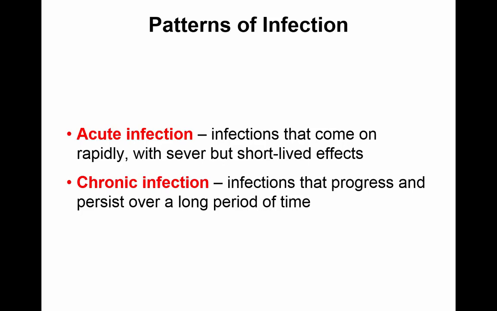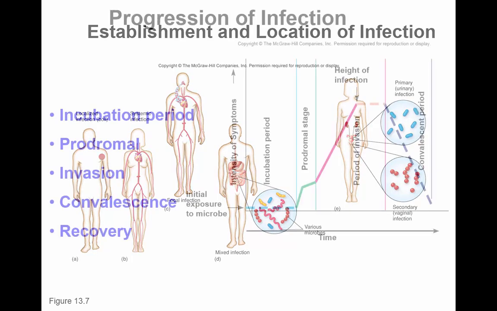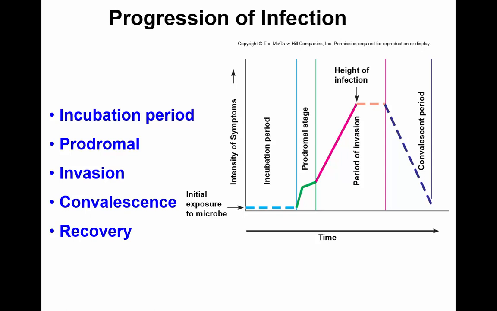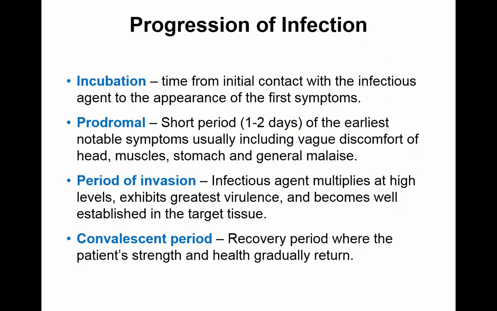But a chronic infection can persist for weeks or even months. They last a very, very long time. Now, when we look at the progression of infection, there are 5 stages: the incubation period, prodromal, invasion, convalescence, and then recovery. If we start out with incubation, this is the time from the initial contact until the appearance of the first symptoms.